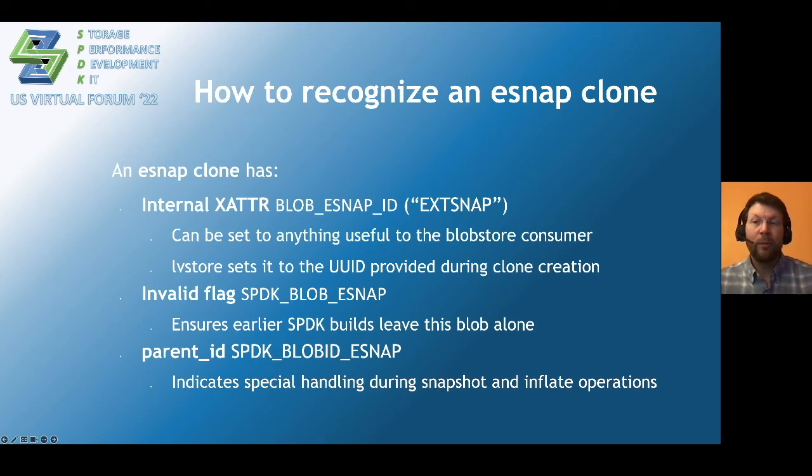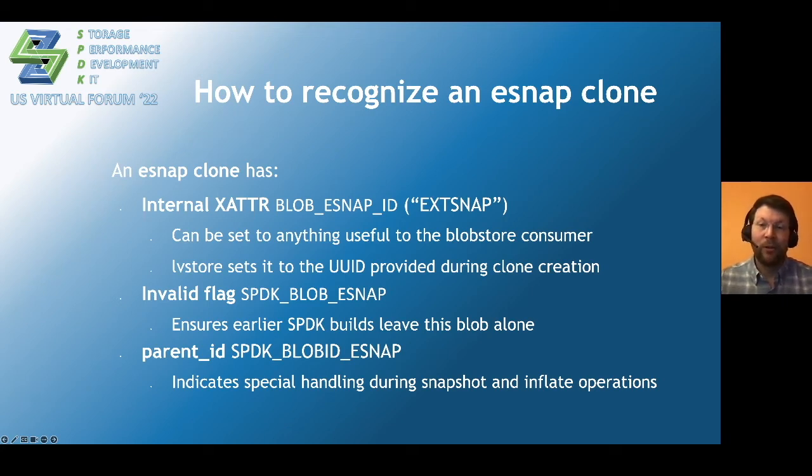An esnap clone can be recognized by an internal xattr, an invalid flag, and its parent ID. These exist in memory and on disk. The metadata stored by blob esnap ID is opaque to the blobstore, but needs to be meaningful to the blobstore consumer. lvstore uses the esnap's UUID as the esnap ID.